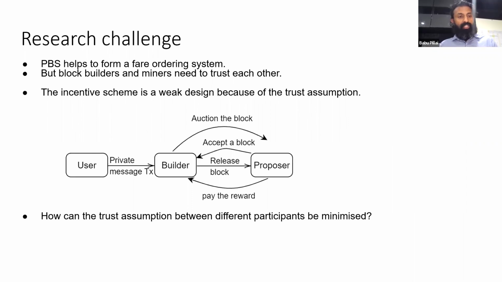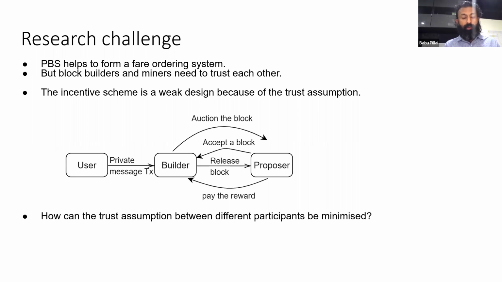Now, some research challenges in here. We know that the PBS model helps in reducing MEV, and we will be able to achieve some fair ordering system. But in this model, the builders and the miners, I should change that to proposer, need to trust each other. These are the two actors. They should work together in order for the transaction to be approved. So they need to trust each other. Now, the incentive scheme is the weakest one here.